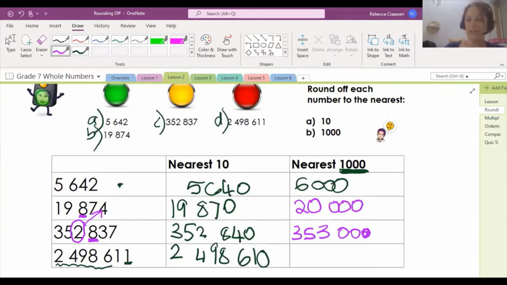Okay, I'm going to do the nearest 1,000 while we just wait. All right, so if we're going to do the nearest 1,000, then it means we need to have a look at our hundreds. Now, hundreds column is going to tell me what to do with my thousands. That's 6, that's more than 5, so we're going to let it rise. And so all the rest of the numbers stay the same in the front. So we're going to end up with 2,490,000.